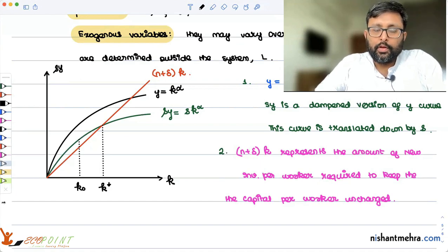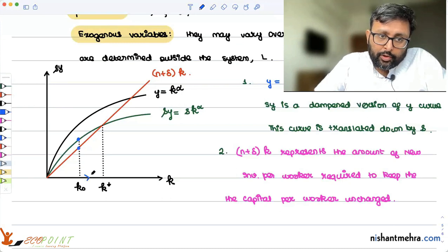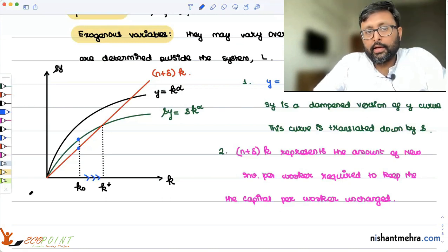Here, the number of machines added per worker is more than the number of machines that need to be added per worker. So the capital per worker is going to increase. And it is going to increase till when? Till the steady state is reached.